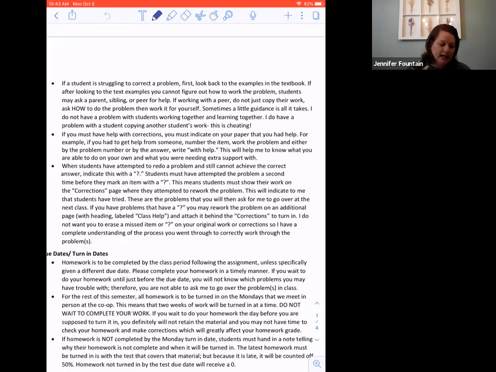So it says, if after looking at the text examples, you cannot figure out how to work them, students may ask a parent, sibling, or peer for help. If working with a peer, don't just copy their work, ask how to do the problem, then work it for yourself. Sometimes a little guidance is all it takes. Sometimes it's just one little hint and you know exactly what to do. I don't have a problem with students working with each other and learning together. I do have a problem with copying another work.